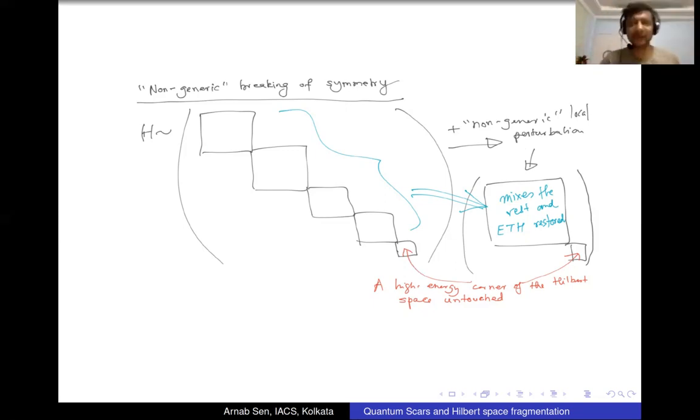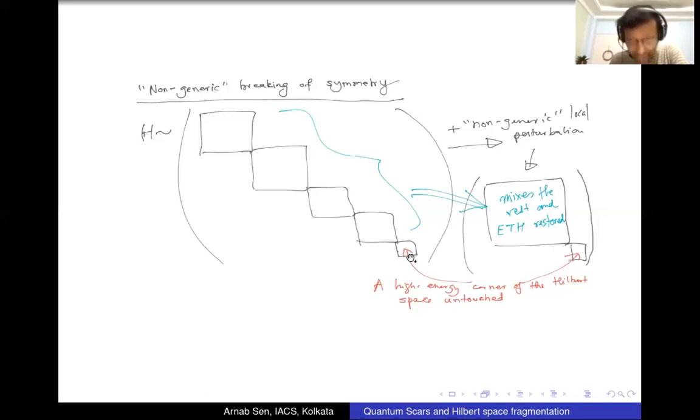Good. Now, I add a perturbation to my theory so that I lift the symmetry. But this perturbation is a highly non-generic perturbation. So what do I mean by that? What I mean is there is some particular corner in my Hilbert space which is annihilated exactly by this non-generic perturbation. Remember, this non-generic perturbation actually lifts the symmetry, but it also annihilates this particular symmetry corner of your Hilbert space.